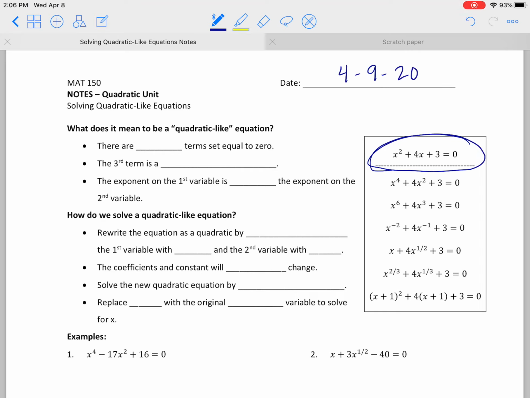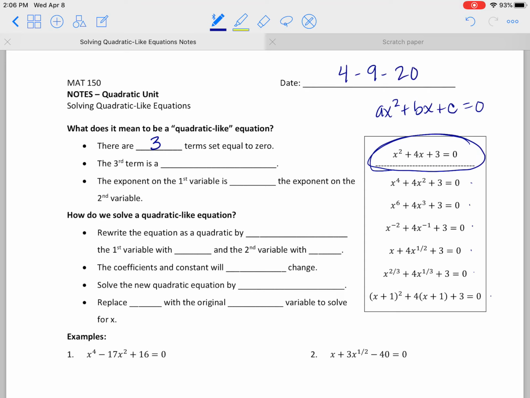So what does it mean to be a quadratic-like equation? Well, what are properties of a quadratic equation? For example, here is a pretty typical quadratic equation that we might want to solve. If we're looking at that quadratic equation, we're looking at three terms that are set equal to 0. That's like the standard form, right? We have that ax squared plus bx plus c equal to 0.